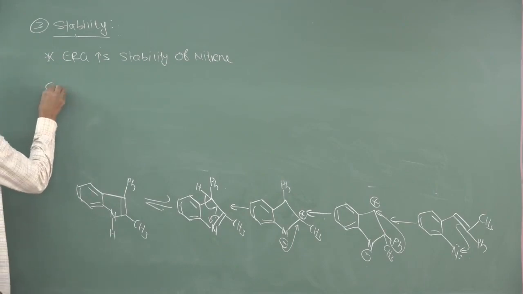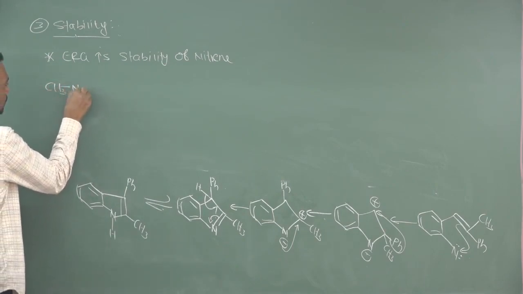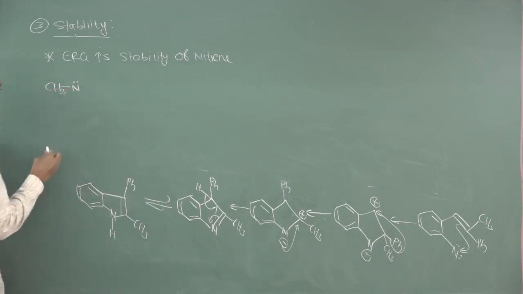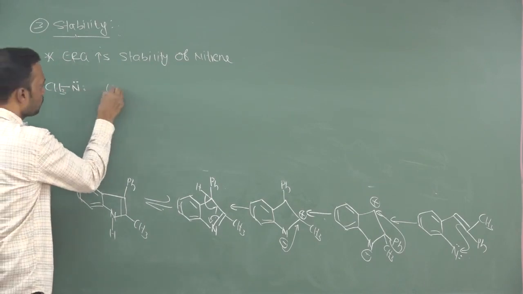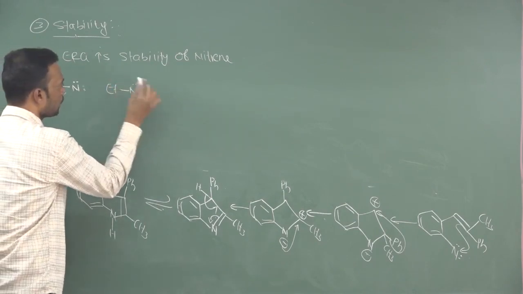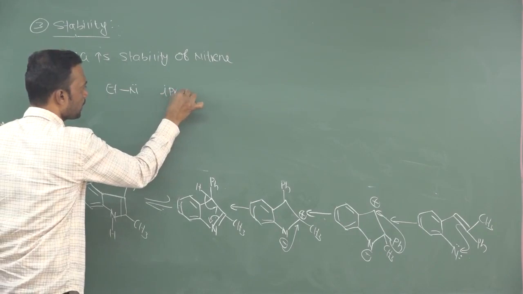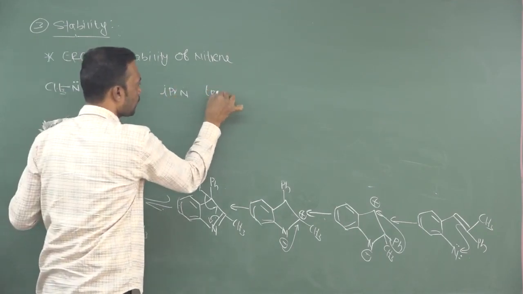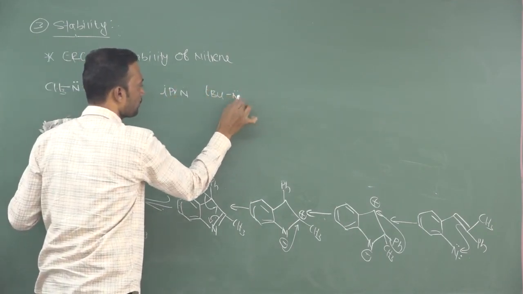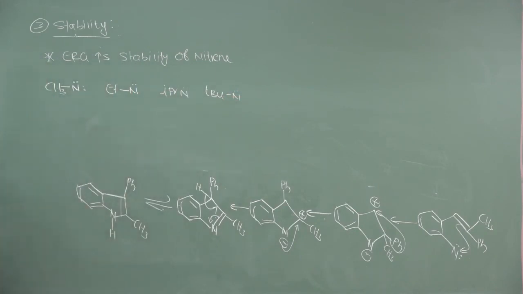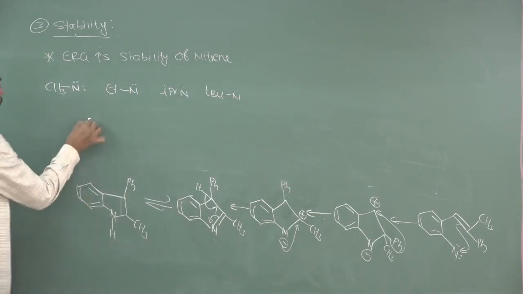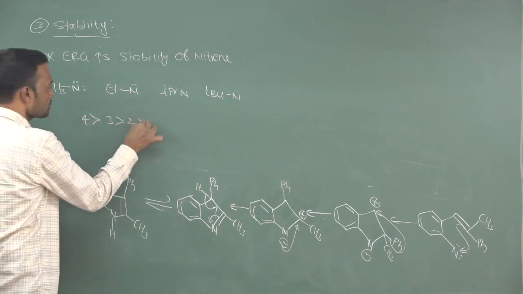Electron releasing groups increase the stability of nitrene. It is similar to that of carbene. See, this is a nitrene having only a methyl group. Now I am writing an ethyl group. Next I am writing isopropyl nitrene. Next a tertiary butyl group attaches to nitrene. Which is more stable? The fourth one is more stable as compared to the third one, second one and first one.